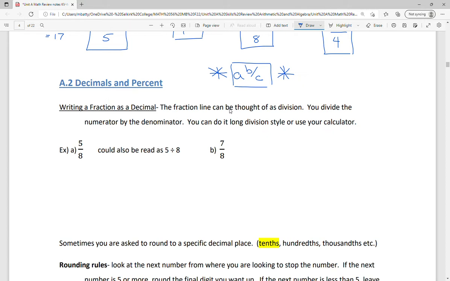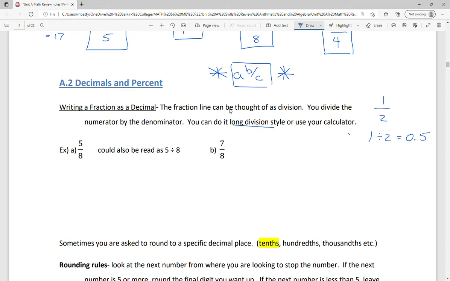So writing a fraction as a decimal, the fraction line can be thought of as division. So when it's 1 over 2, that could be 1 divided by 2. If you put that into your calculator, you're quite likely going to know that it would read 0.5. So again, always coming up with an example that is intuitive, something that you already know. Awesome. The other thing you can do is long division style, right?